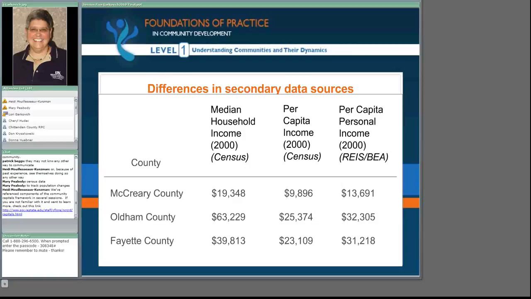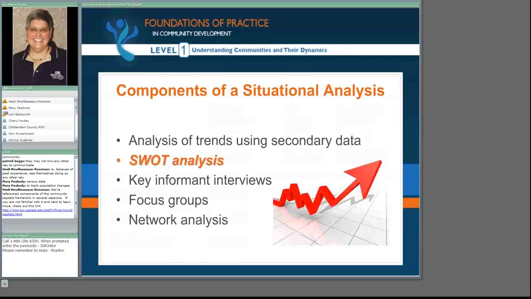So a cautionary note in doing a secondary data analysis or an analysis of trends is to be very clear about what you want to know and how you want to know it, because that is a factor in your choice of secondary data sources. Anybody have questions on that? There is a handout available on the website that gives you some great sources of secondary data.